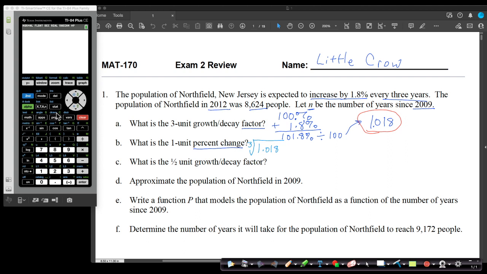And we're going to do a cube root. We have a square root here, but if we go to the math key, we will see that there is a cube root, number 4, and number 5 has the x root. So if it was a 4-year change or 5-year change, we could do that one. But since it's a 3-year change, we've got this built-in cube root of 1.018. So that's going to be 1.0059.